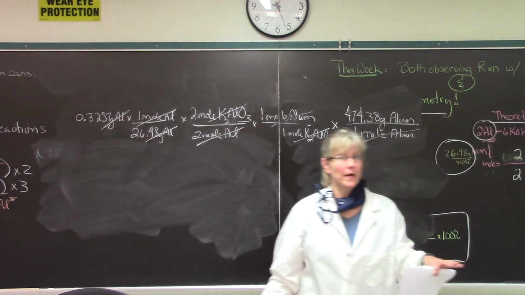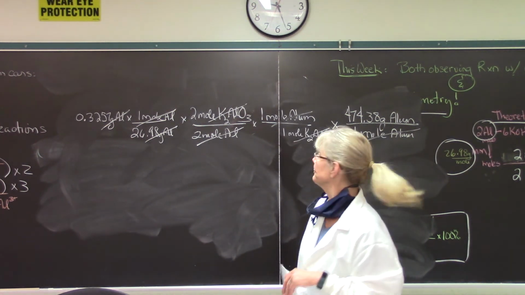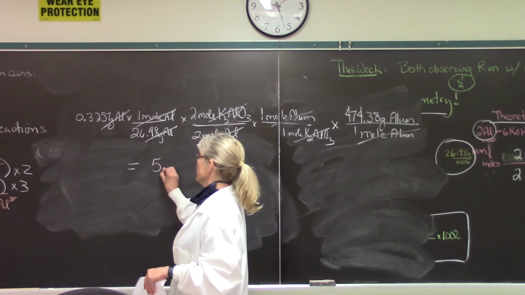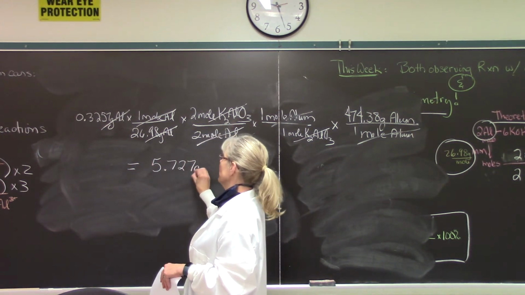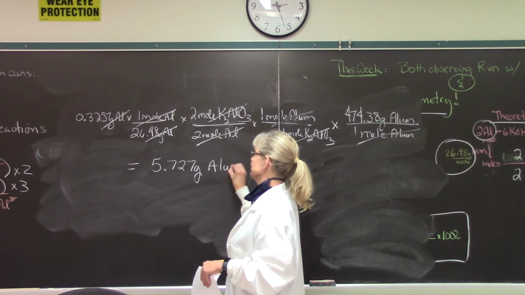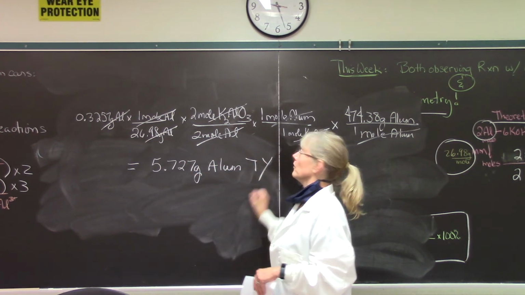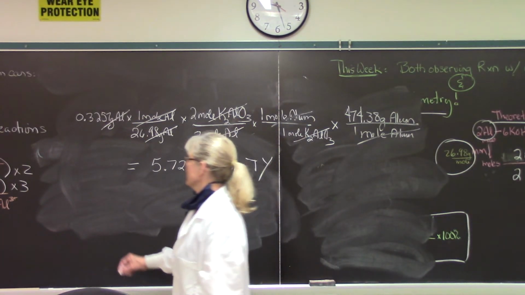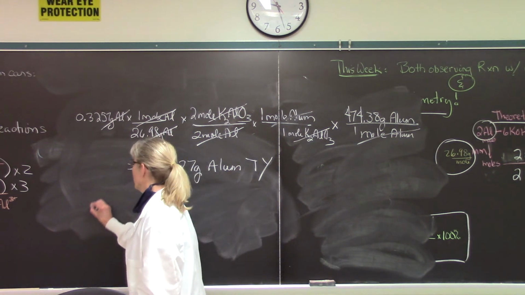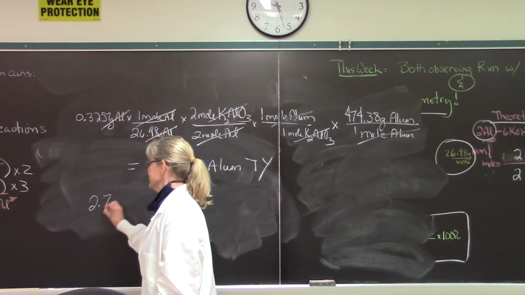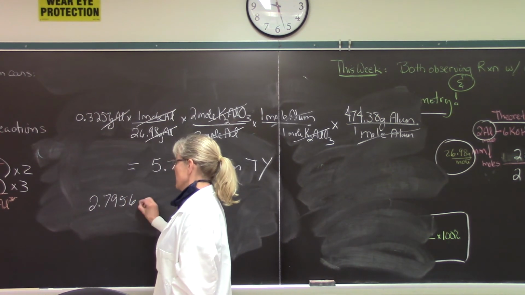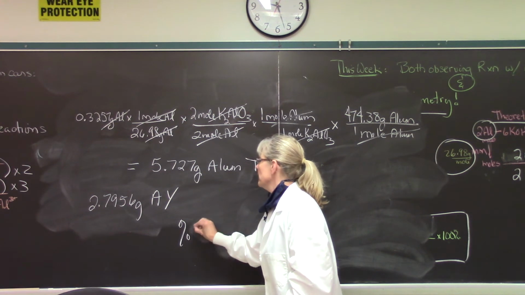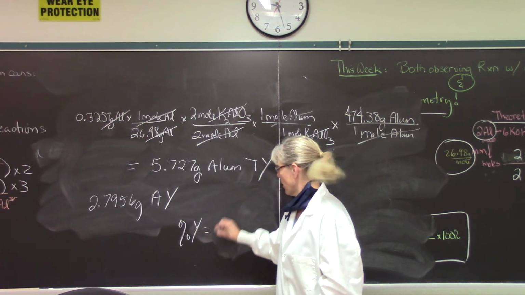This is nothing but a lot of dimensional analysis. And when I plug this all in, I'm going to end up with 5.727 grams of alum. And that's my theoretical yield. Say I did this in lab, and I got in lab a mass of 2.7956 grams, so that was my actual yield. I could find my percent yield from that.